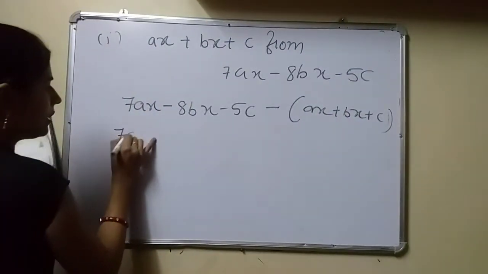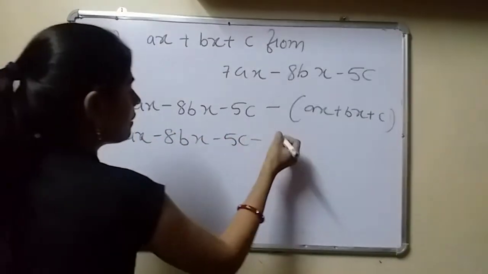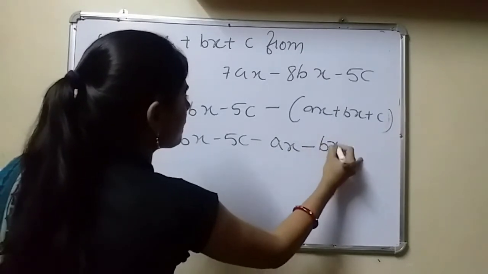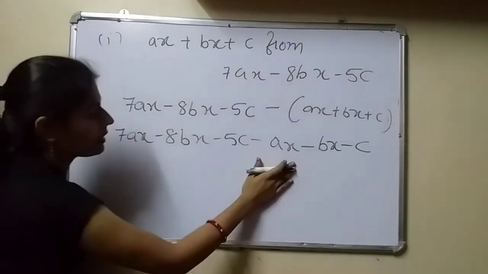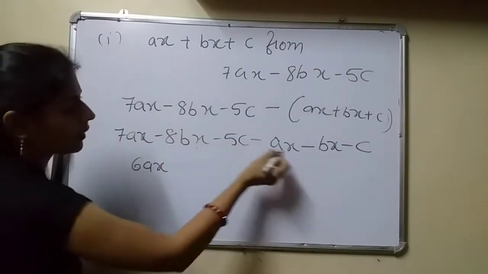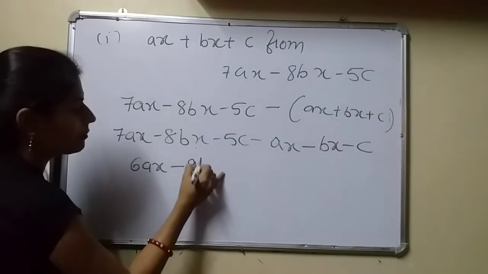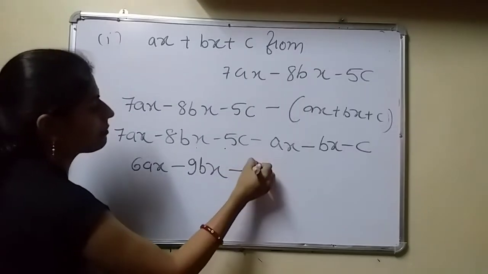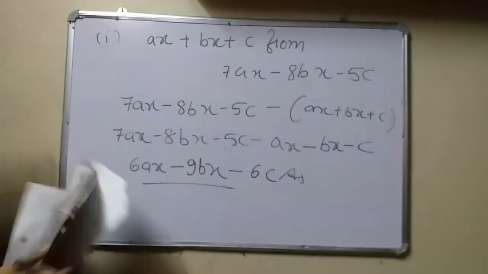Now see, 7ax minus 8bx minus 5c minus ax minus bx minus c. So subtract it, 7ax minus ax will become 6ax, minus 8bx minus bx will become minus 9bx, minus 5c minus c will become minus 6c. So this is your answer. Okay.